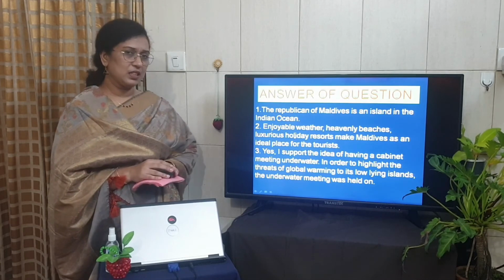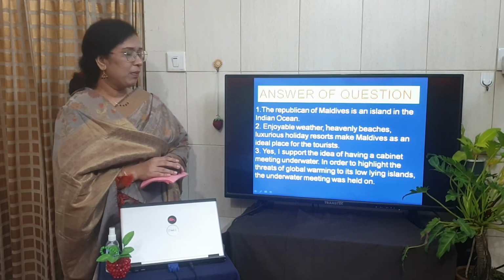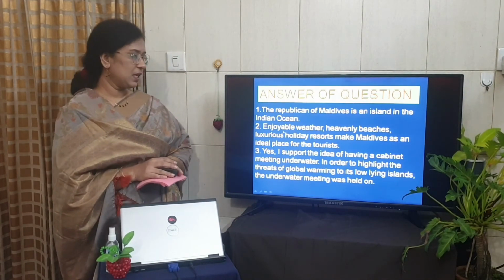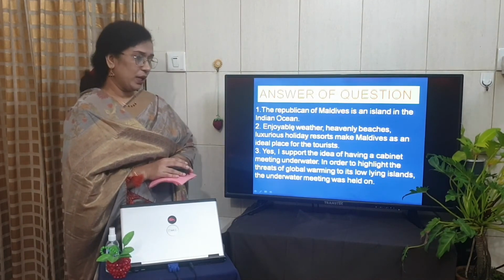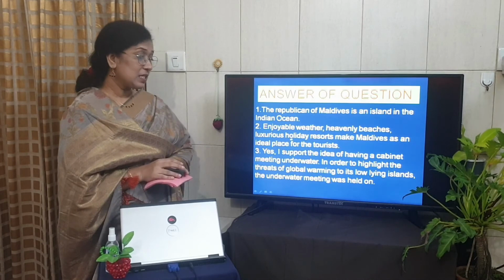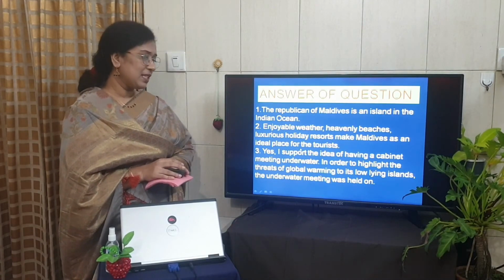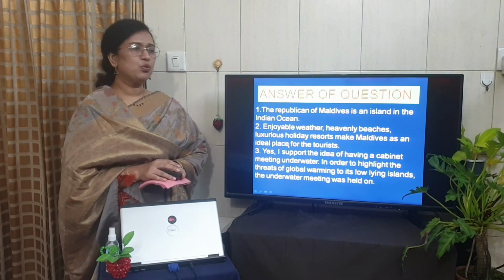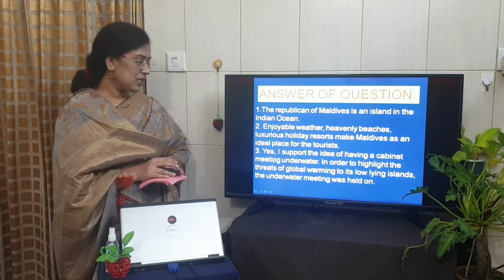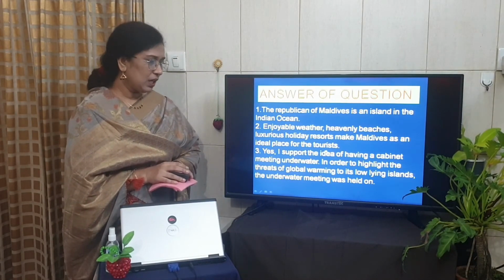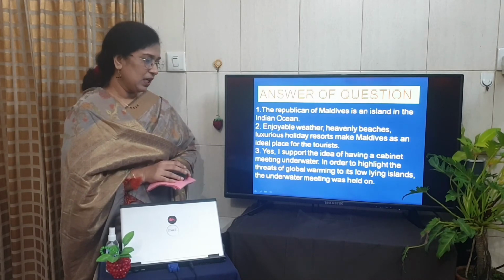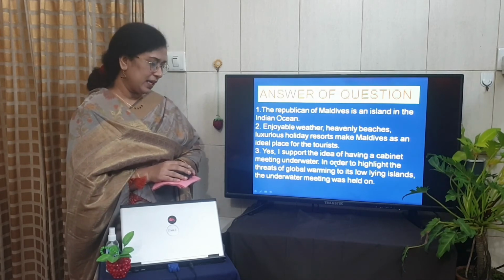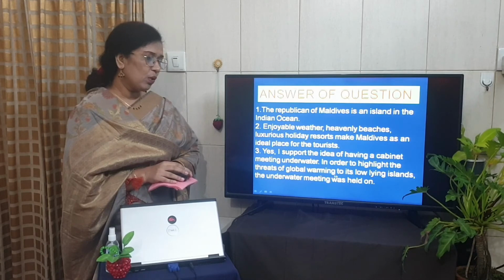And the answers to the questions are: the first, the Republic of Maldives is an island country in the Indian Ocean. We have seen this beautiful scenery of Maldives. Second, enjoyable weather, heavenly beaches and luxurious holiday resorts make Maldives an ideal place for tourists. I have mentioned that it's a beautiful land of beautiful islands. Number 3, yes, I support the idea of having a cabinet meeting underwater in order to highlight the threats of global warming to its low-lying islands. The underwater meeting was held on.